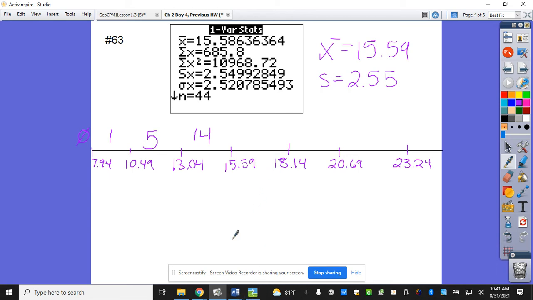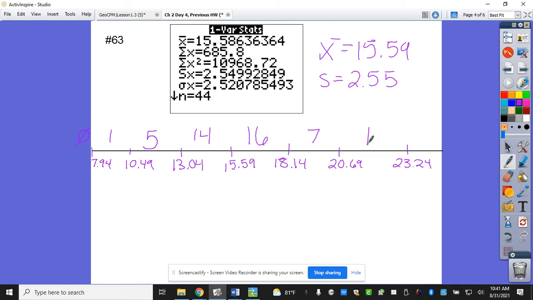What are my next numbers? 16 what? 7. Where's yours different? Yours might be different. Questions with anything I've done at this point?